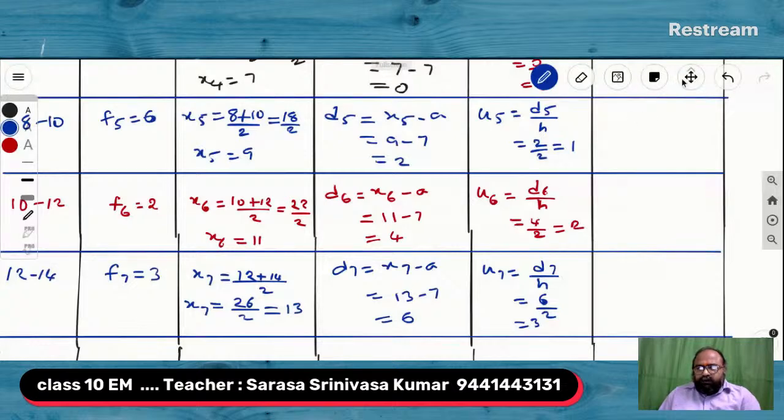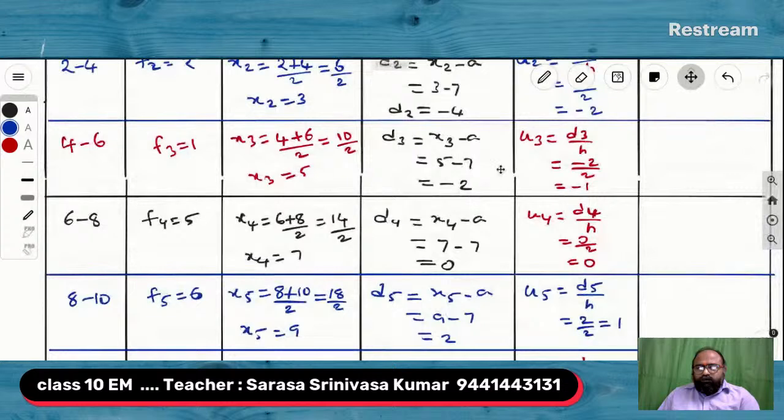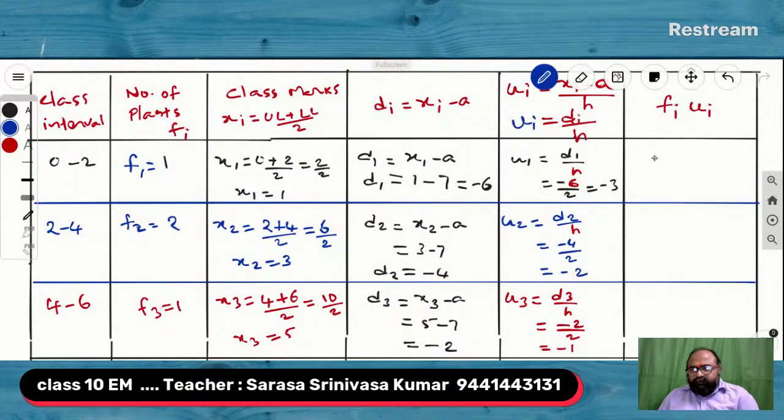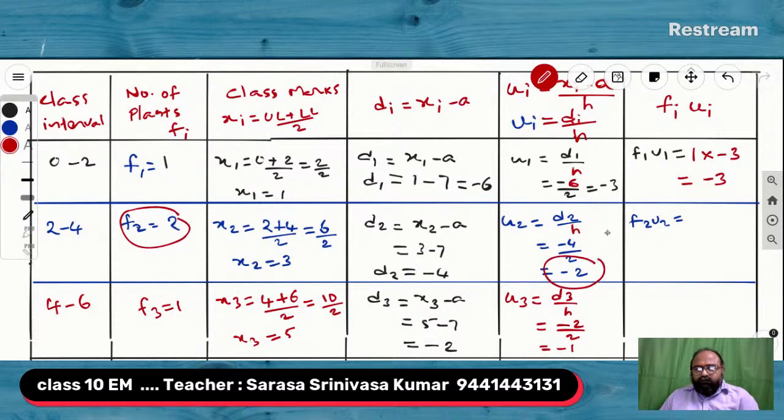Now in the last step we calculate fi ui. The last column is fi ui. Now we calculate f1 u1. What is f1? Here f1 is 1 and u1 is minus 3. 1 multiplied by minus 3, that equal to minus 3. Next we calculate f2 u2. What is f2? It is 2 and u2 is minus 2. So we write 2 multiplied by minus 2, that equal to minus 4.